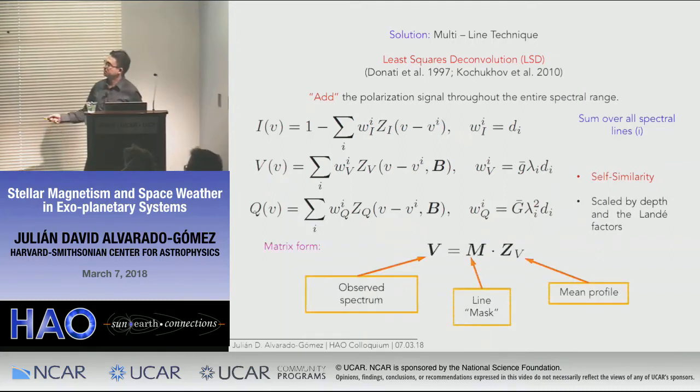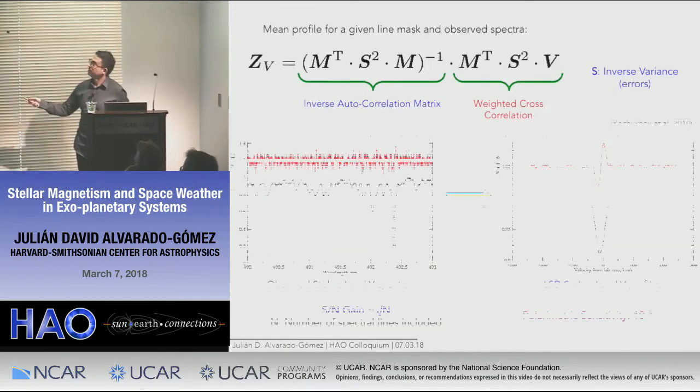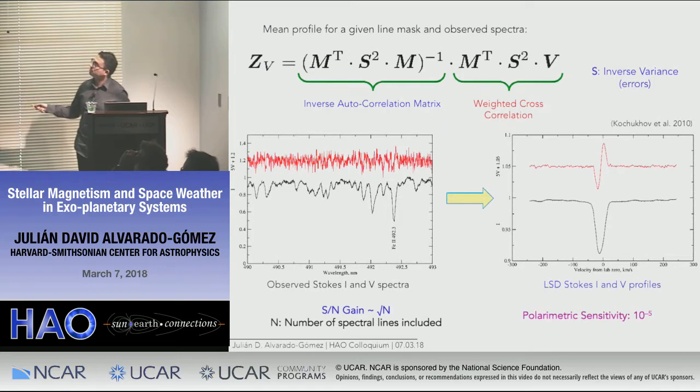And then this can be written in matrix form. The idea is that you have the observed spectra, and you construct a very detailed line mask for your star. You have to know some of the properties of the star. And you are going to try to retrieve this mean profile, which is going to contain the entire polarization signature of the whole spectra. This is a matrix problem, and it is solved in this way, taking into account the errors in each measurement.